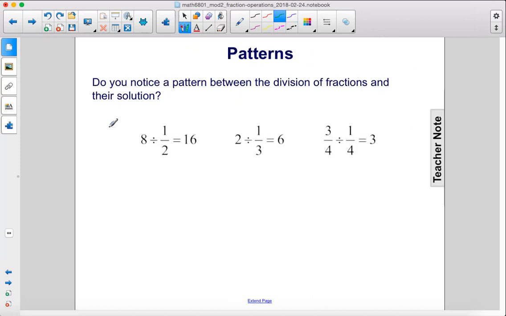Do you notice a pattern between the division of fractions and their solution? Well, we have an 8 and a 2, and the answer is 16. And here we have 2 and a 3, and the answer is 6. Here we have 3 as the answer, and 3 in here. Maybe these 4's cancel somehow. I definitely see a pattern forming, though.